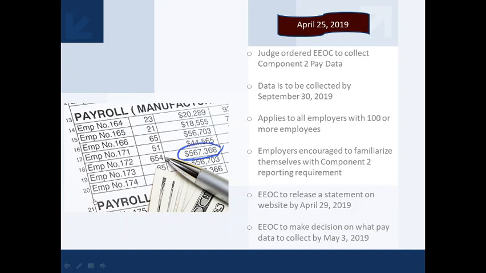Throughout all of this activity regarding Component 2 data, employers were still required to submit their Component 1 data, which included basic employee counts by race, ethnicity, and sex by May 31st of 2019.